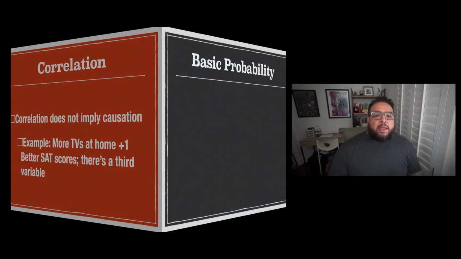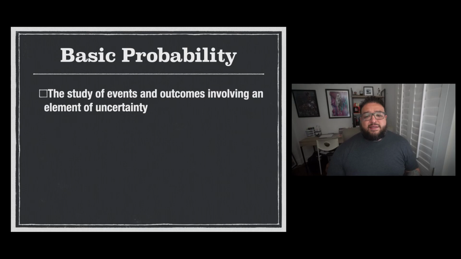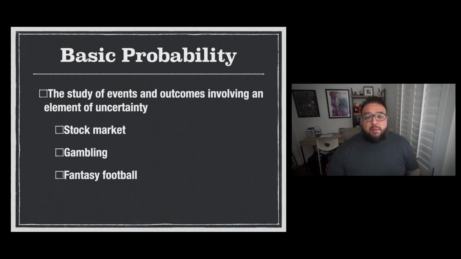Okay. Next we're going to get into basic probability, right? So this is a study of events and outcomes involving elements of uncertainty. So there's a number of things that people look at here, right? So we have the stock market, gambling, and then my personal favorite is fantasy football.